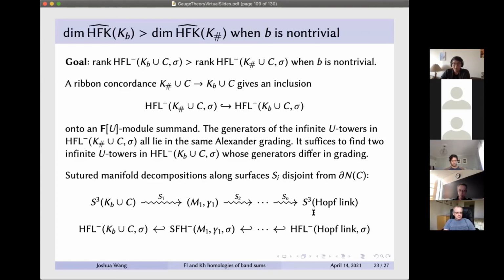And then the Hopf link, I can compute its floer homology, and I see from direct computation that its link floer homology group has two infinite U towers whose generators lie in different gradings. So that's the argument.